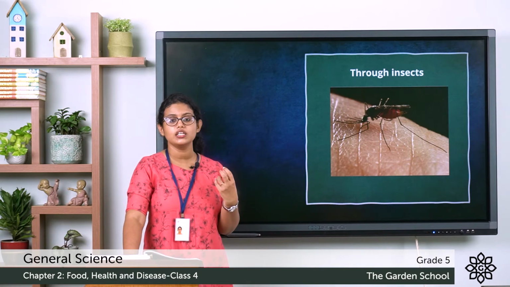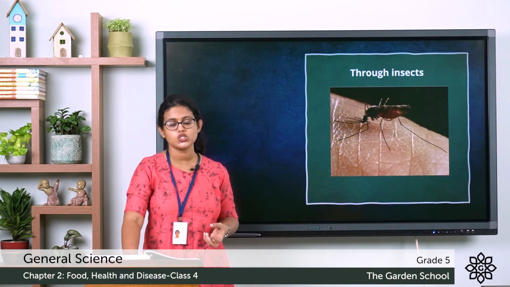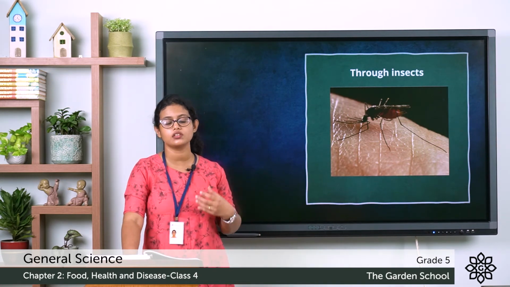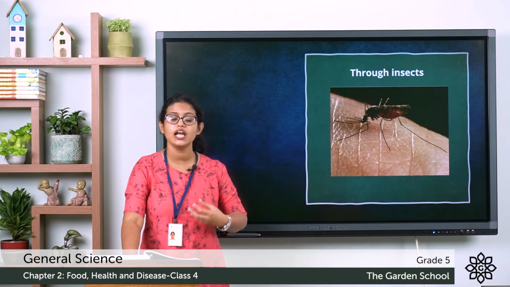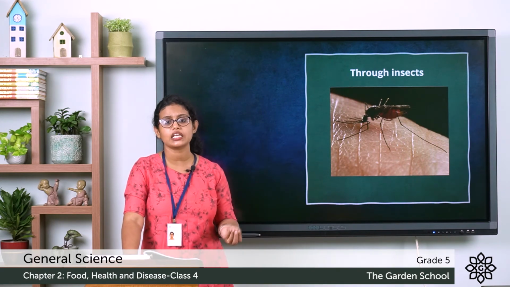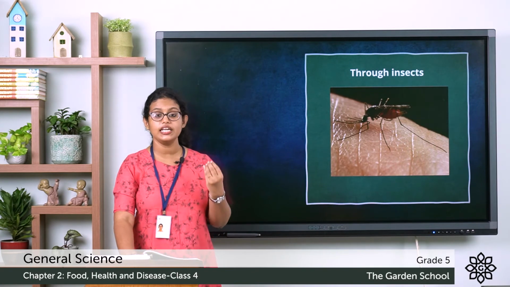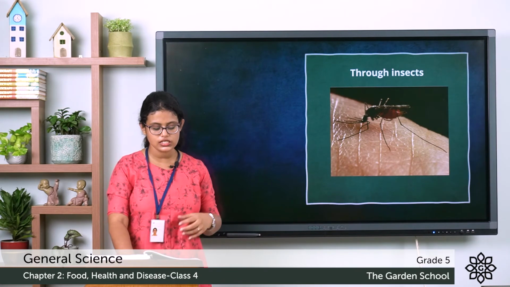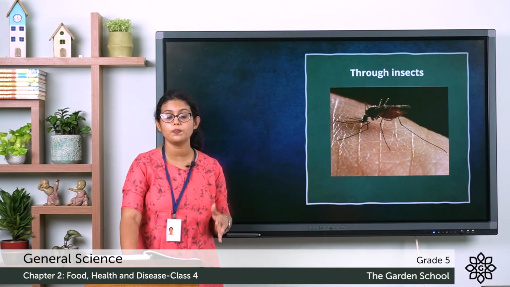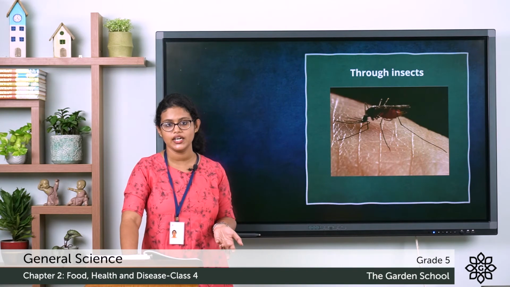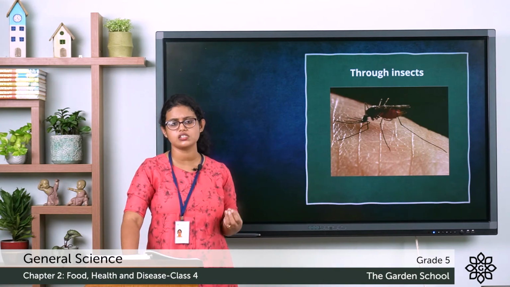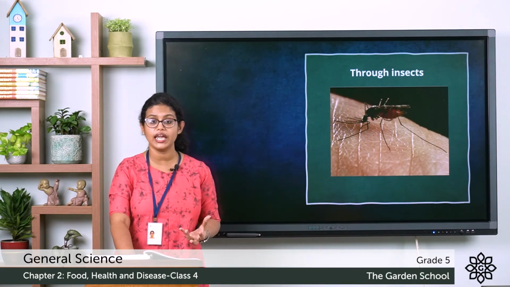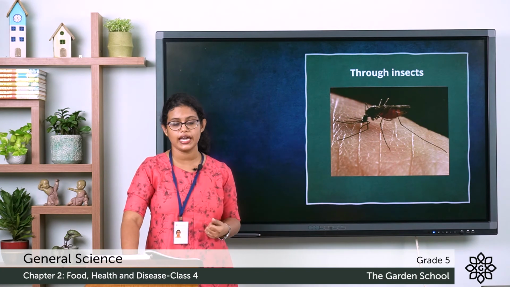Then the Anopheles mosquitoes. These mosquitoes carry germs that cause malaria. So the disease malaria is caused by the Anopheles mosquitoes that carry germs. Then the Aedes mosquito spreads dengue. And this dengue can cause death if proper treatment is not taken. Do you know what the symptoms of dengue are? It is fever with shivering, then body ache, rashes on the body, etc.